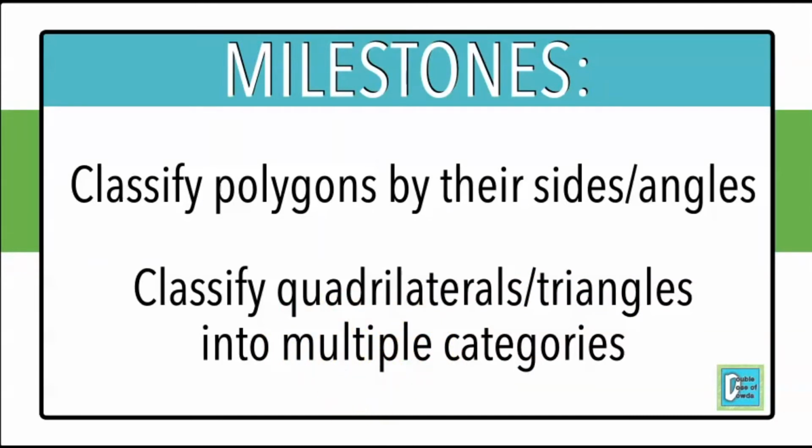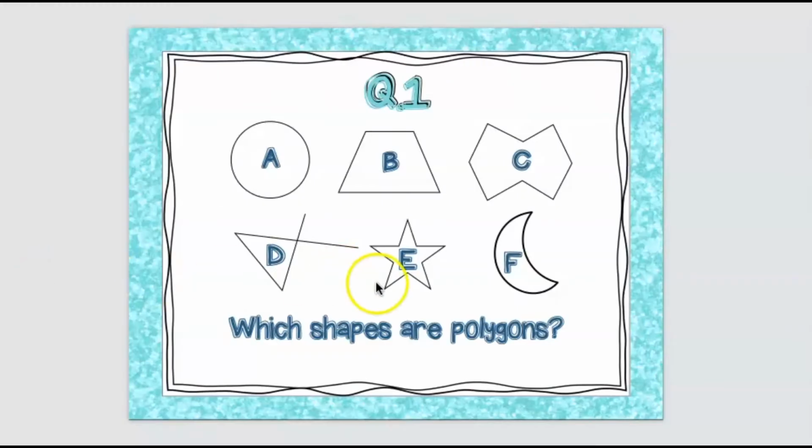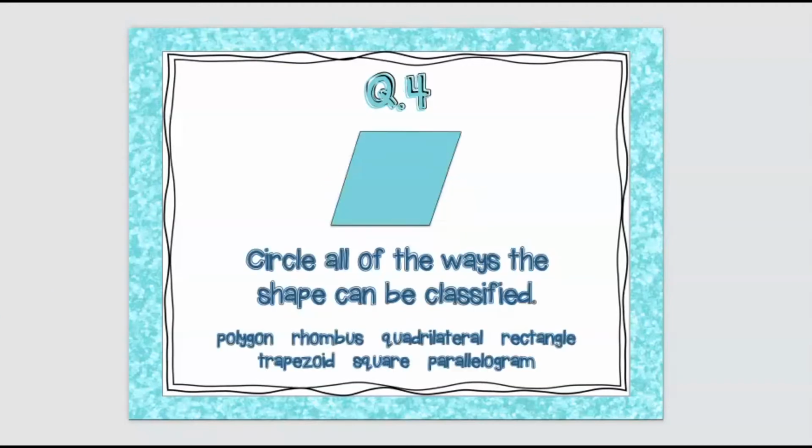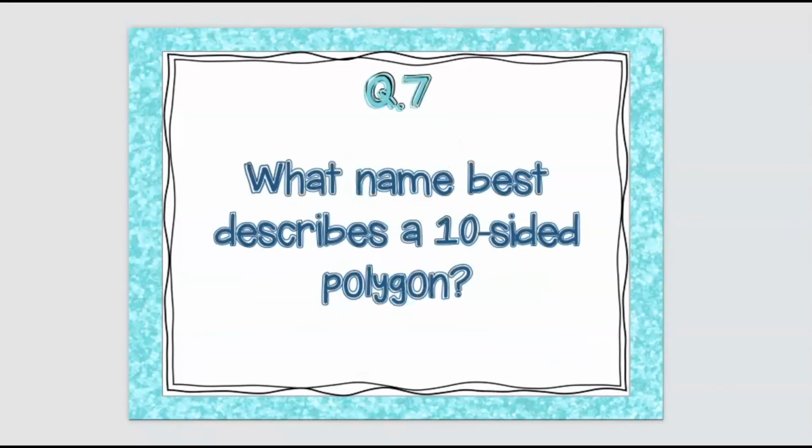Here are some examples of what types of questions students should be able to answer. For 3rd grade, they should be able to answer questions like this: which shapes are polygons? They should be given a polygon and be able to name it based on its sides and interior angles, just based on the numbers of those. They should be given a quadrilateral specifically, and for 4th and 5th grades, this would be for different types of triangles. And they should be able to identify all the different possible ways that that shape can be classified, not just in one way.